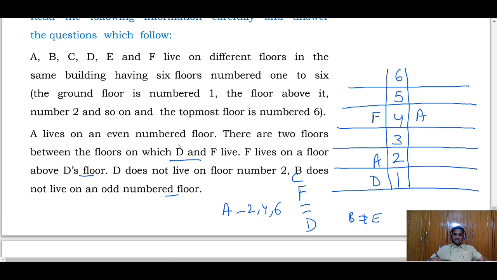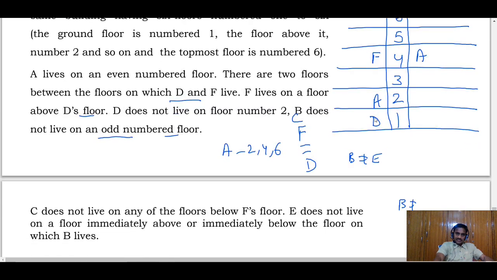A lives on an even number. There are 2 floors between D and A. And F lives on one of the floors above D. D does not live on floor number 2. And B does not live on an odd number floor.